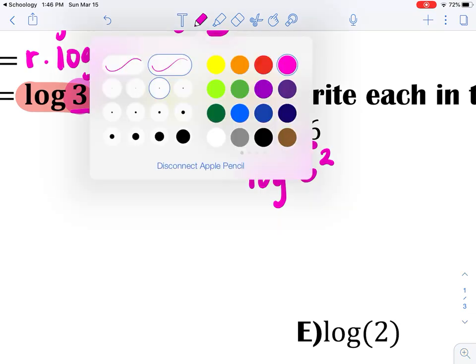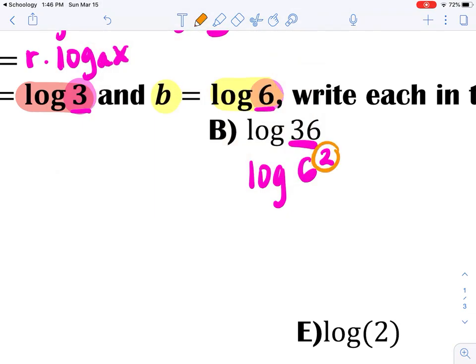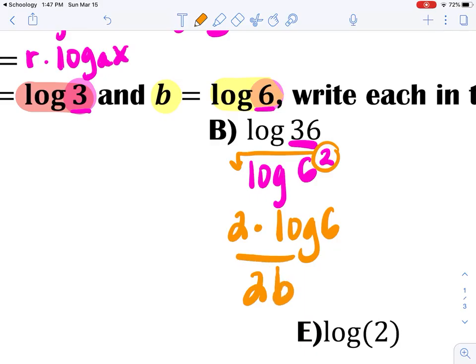Now I can use my property that says, hey, that's an exponent right there. I can take it and write it in front as a multiplier. So I have 2 times common log of 6. And now I can replace that common log of 6 with b. So I have 2b as my answer.